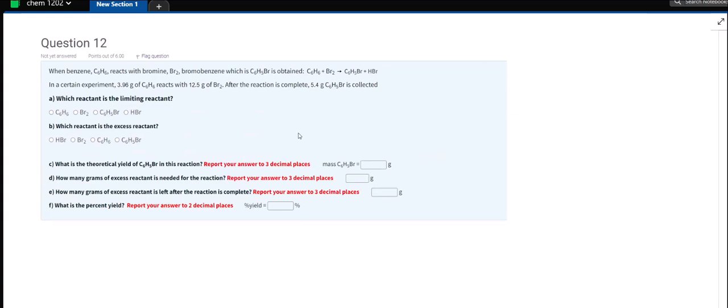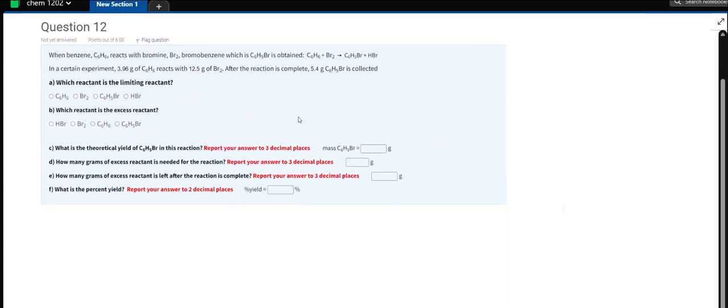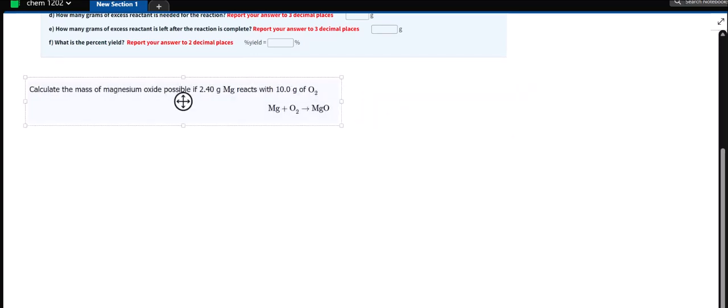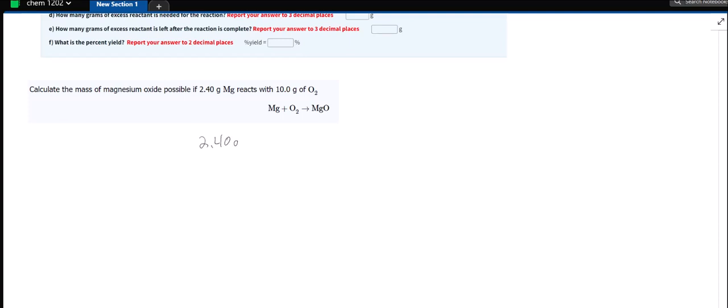Okay, this is a limiting reactant problem. So we're going to do a similar problem, asks all the same questions, but a different reaction. So let's say we have magnesium and oxygen forming magnesium oxide, and I'm going to say that in this reaction we react 2.40 grams of magnesium with 10.0 grams of oxygen, and 3.60 grams of magnesium oxide are formed. And then we're going to ask all the same questions.